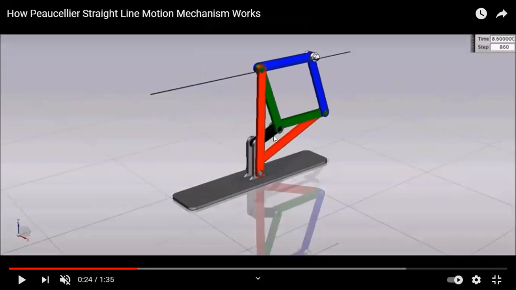So this black color one is the OA length, and this is the B position here, and this is the OC and OD.